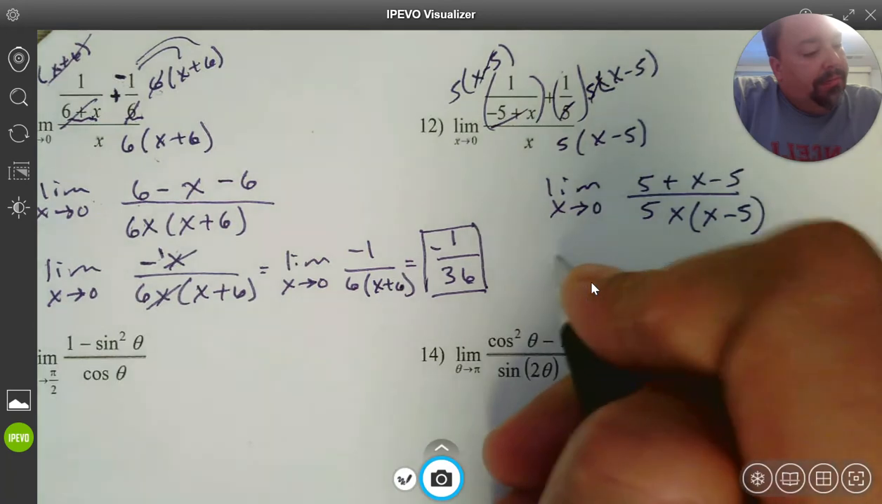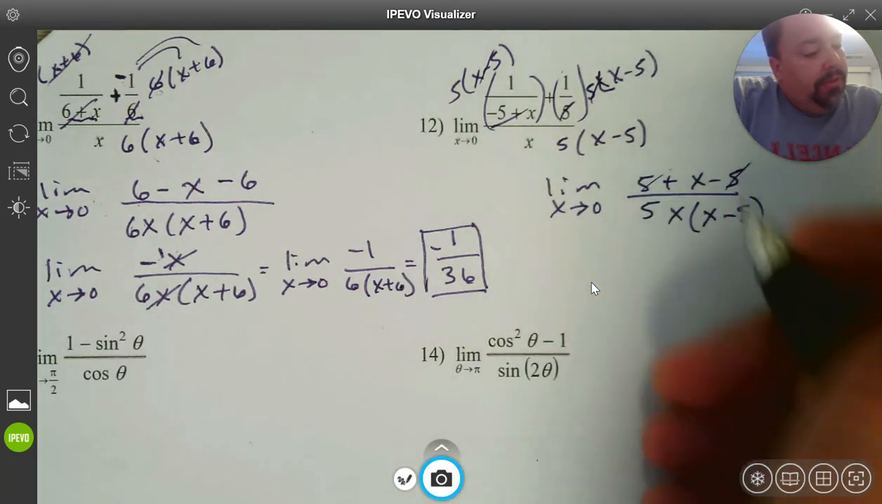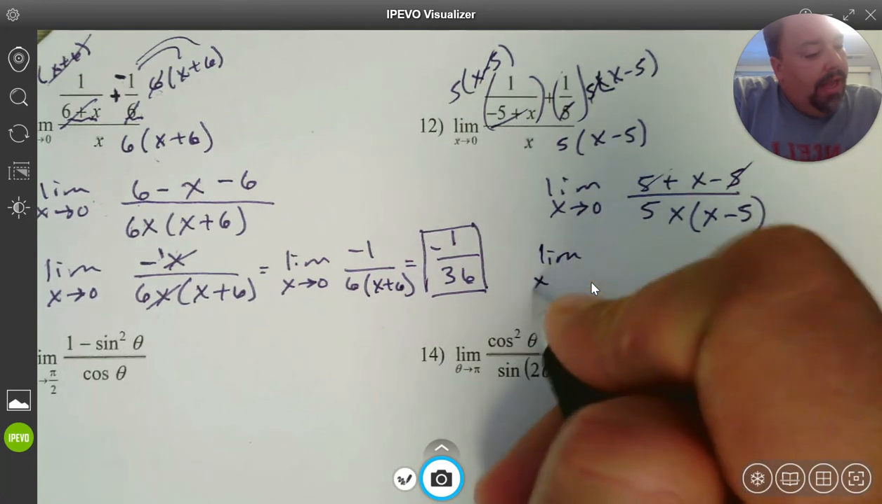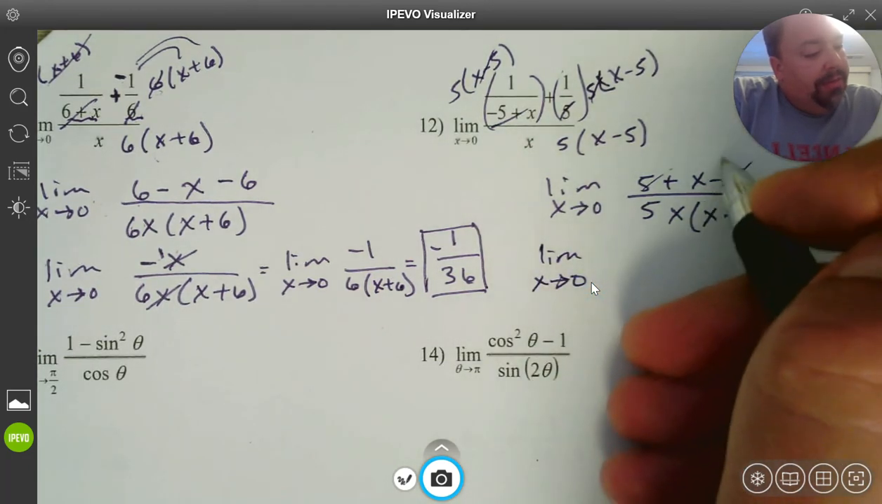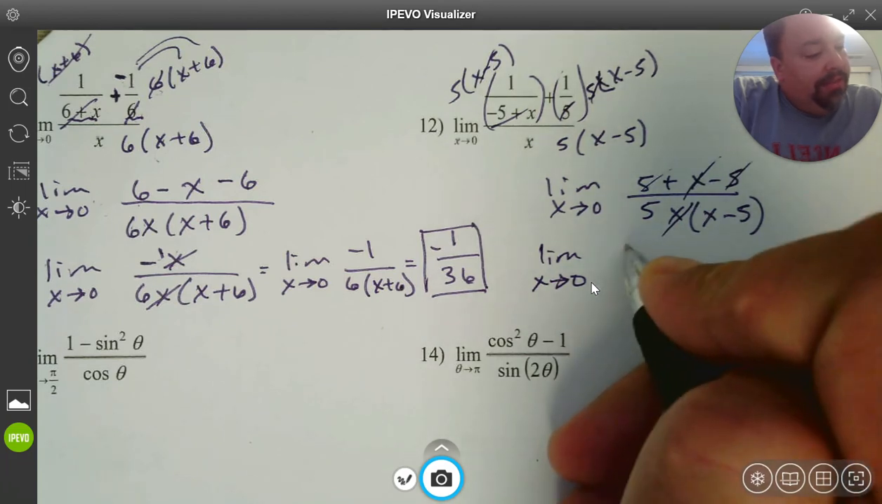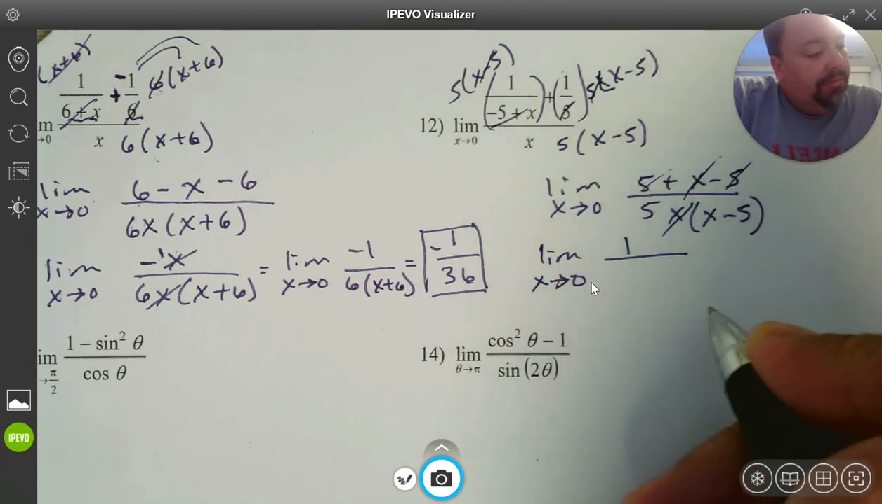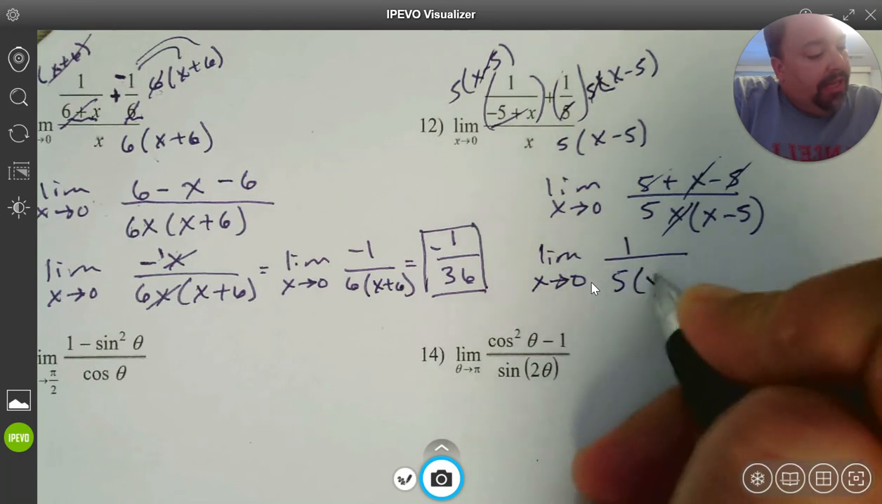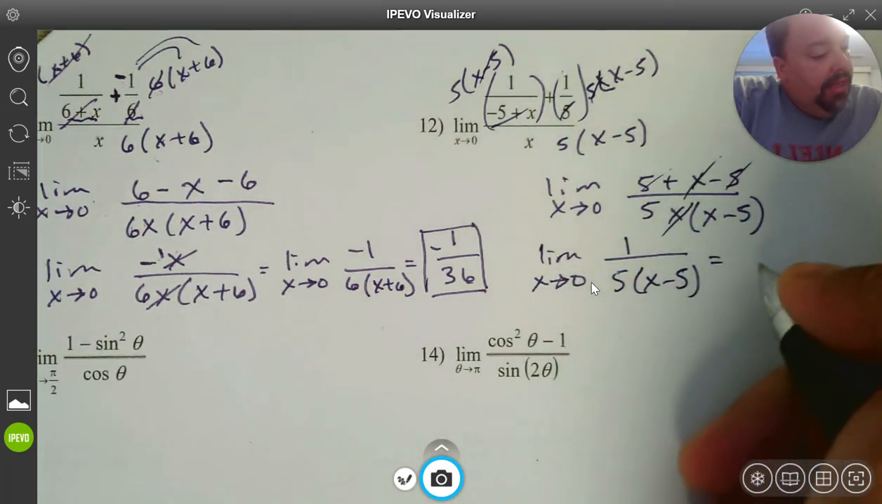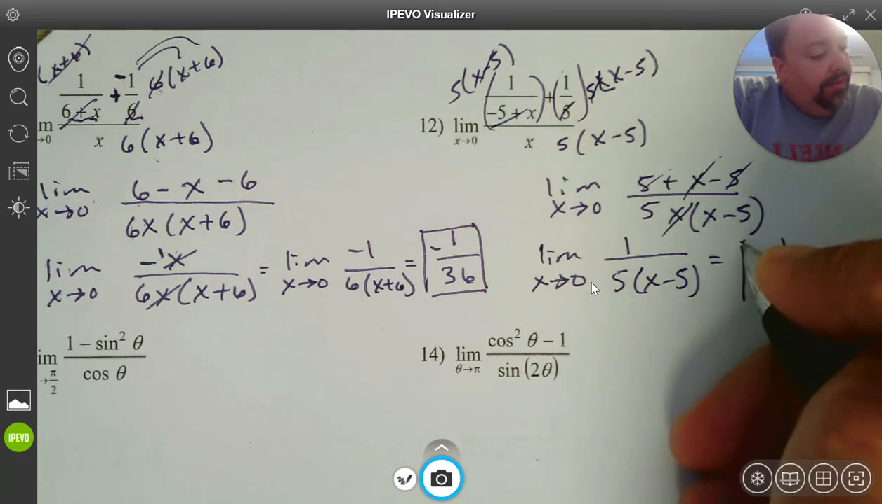On top, we can combine like terms. So those would cancel out. We would have that x left over. And you should be able to see right away that you'd be able to cancel that x with the x on the bottom. So we have the limit of 1 on top over 5 times x minus 5. Skipping a little step there. And that would leave us with negative 1 over 25 for our final answer.